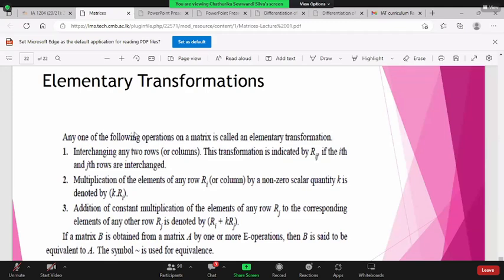Anyway, so what do you mean by elementary transformations? Later on, we will perform elementary transformations with different kinds of matrices. Up to now, what do you mean by elementary transformations? The elementary transformations, right? Interchanging any two rows or columns.